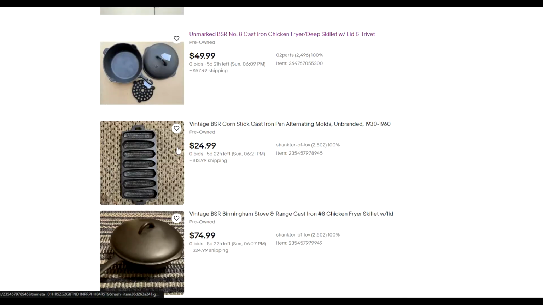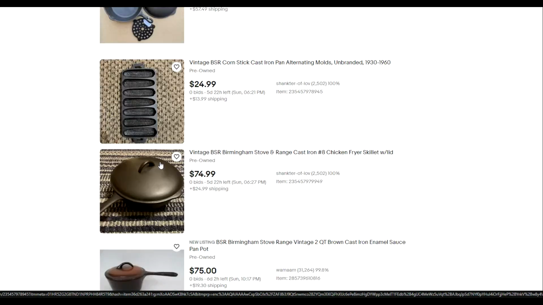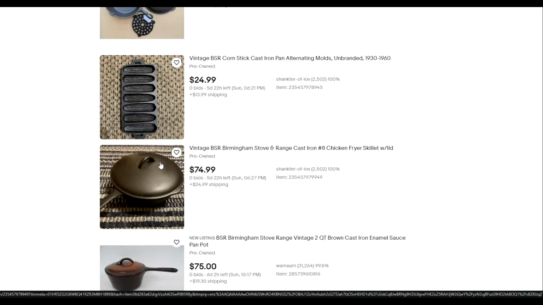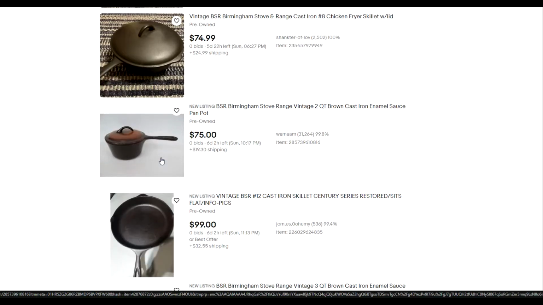Let's see, BS&R corn stick, yeah, alternating molds, unbranded as they call it. Here is another BS&R chicken fryer, and this one is going for $75. Yeah, the prices are starting to go up now, that's for sure. Oh, excuse me. Vintage 2-quart brown enameled saucepan pot. So it's an enamel BS&R 2-quart saucepan. $75.